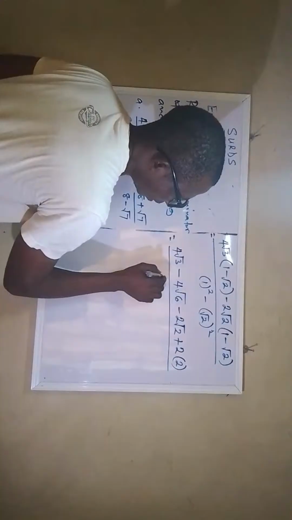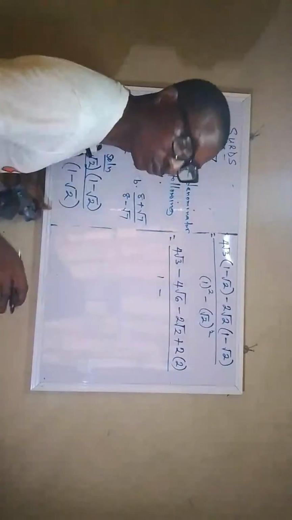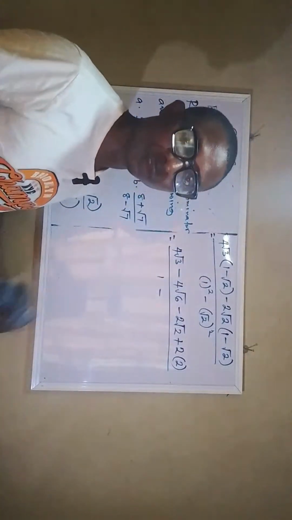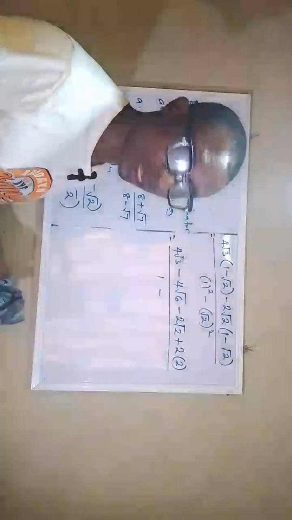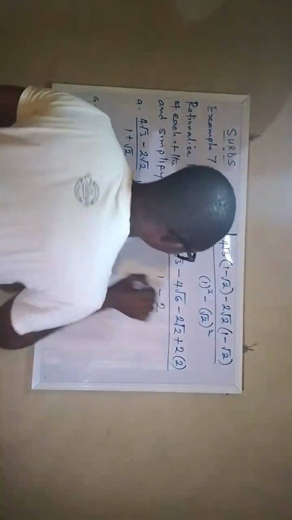Everything all over. When you square 1, 1 times 1 is 1. Minus square root of 2 times square root of 2 is going to give you 2. Square root of 2 times square root of 2, that's square root of 4, and that's 2. So we have 2 here.